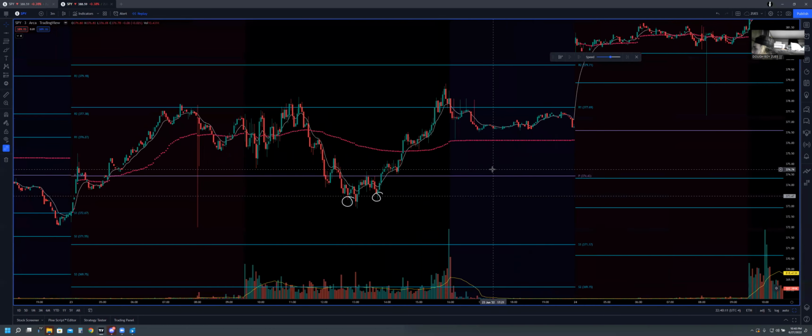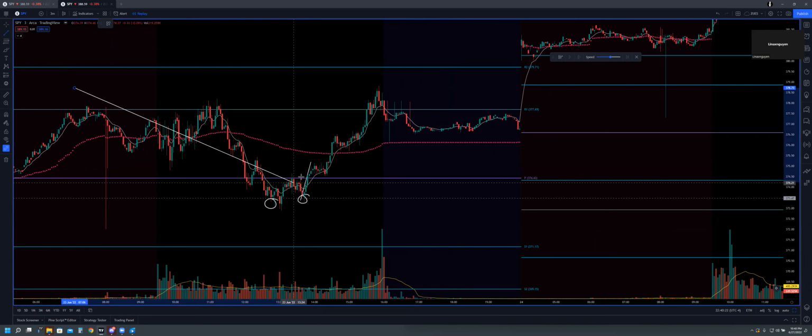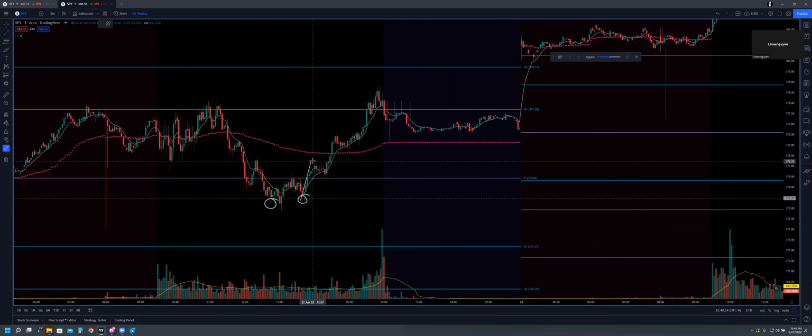So in this case, what you could have done here is you would have seen that price broke the center pivot, that purple line, and formed the bull flag on it.